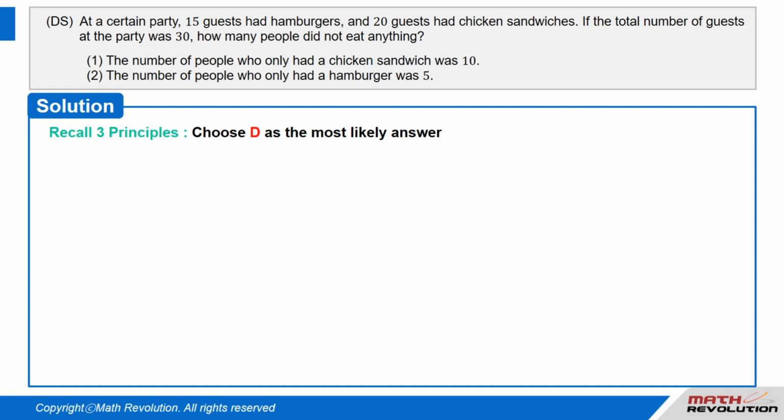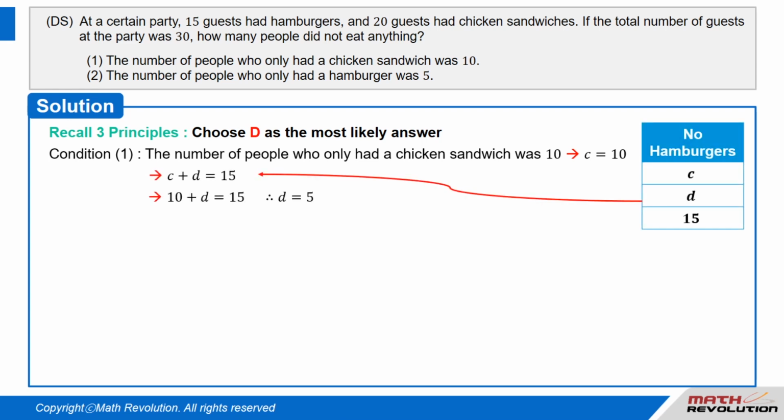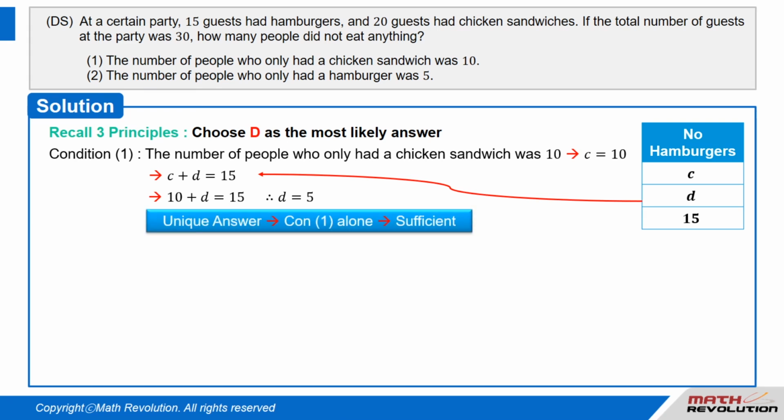Practice making the table and the equations with 4 variables and 3 equations. You will be happy you did so when you write the actual exam. Let's take a look at each condition. Condition 1 tells us that the number of people who only had chicken sandwiches was 10. Then we get C equals 10. So from the table, we get C plus D equals 15. Substituting 10 for C gives us 10 plus D equals 15, or D equals 5. Since it is a unique answer, this condition is sufficient.